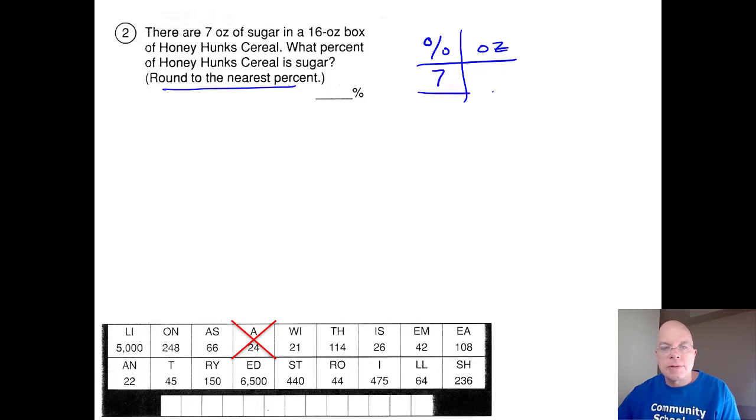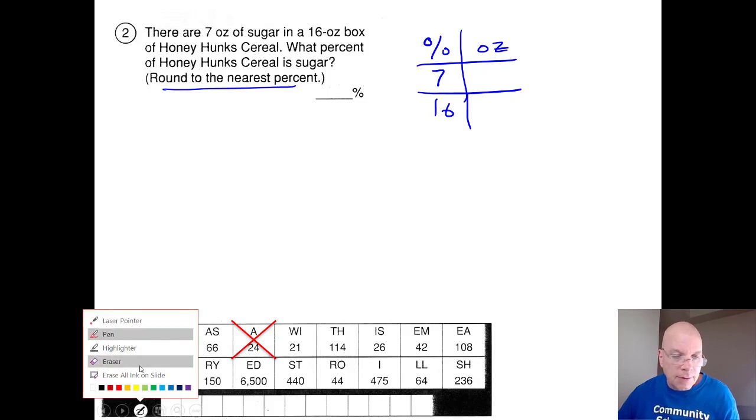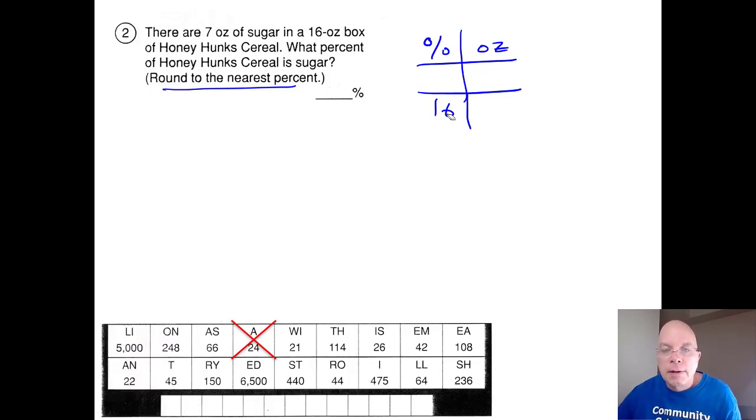We've got 7 ounces and 16 ounces. 16 ounces is the whole box. I put the ounces in the wrong place. I wonder how many of you noticed that. I went to all the trouble of making a table and then put the ounces in the wrong column. 7 ounces, 16 ounces. 16 ounces is the whole box, so that's 100% of the cereal.